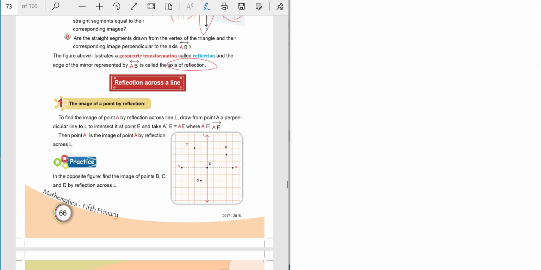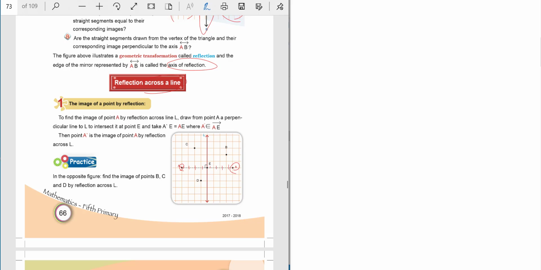Reflection across a line. If we need the reflection of point A, here we count 1, 2, 3, 4. So in the other direction, we move 4 steps, 1, 2, 3, 4. So this point is called the image of point A, A and A dash.